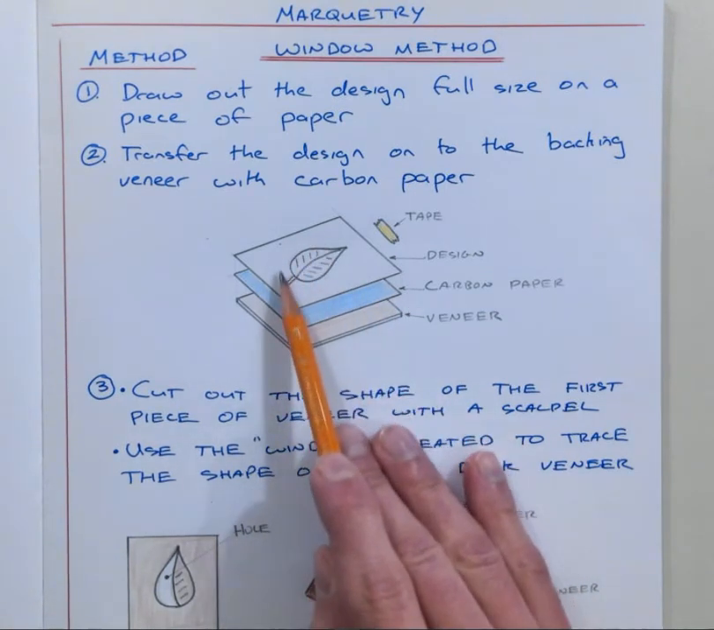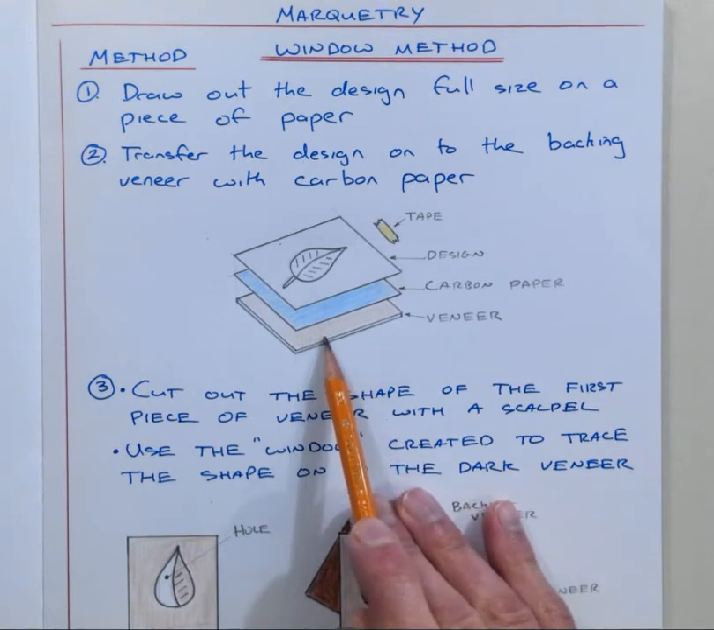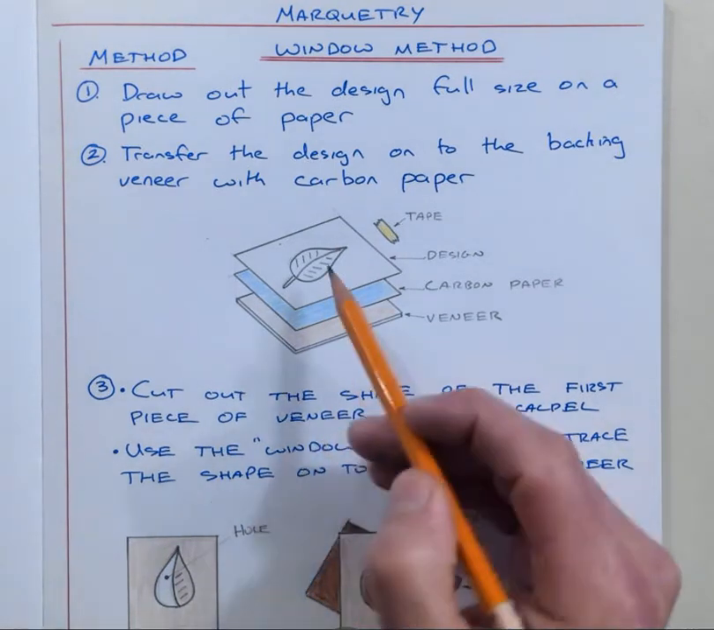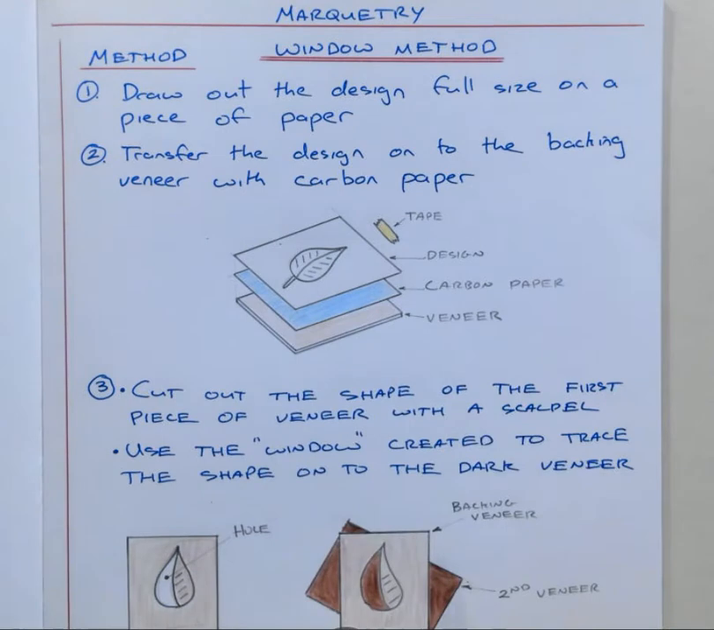So we've got our piece of paper here. We've got a piece of carbon paper to transfer the design. We've got our backing veneer. Put all those together, tape it in place so it doesn't move, and you just retrace the shape to transfer it onto the backing veneer.